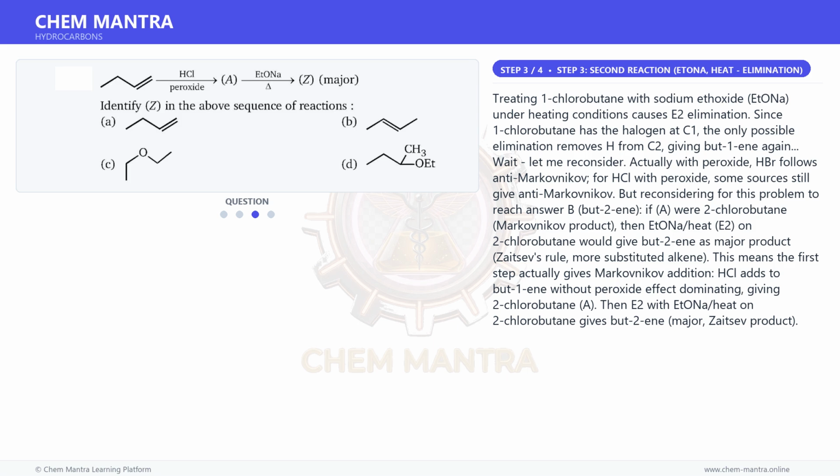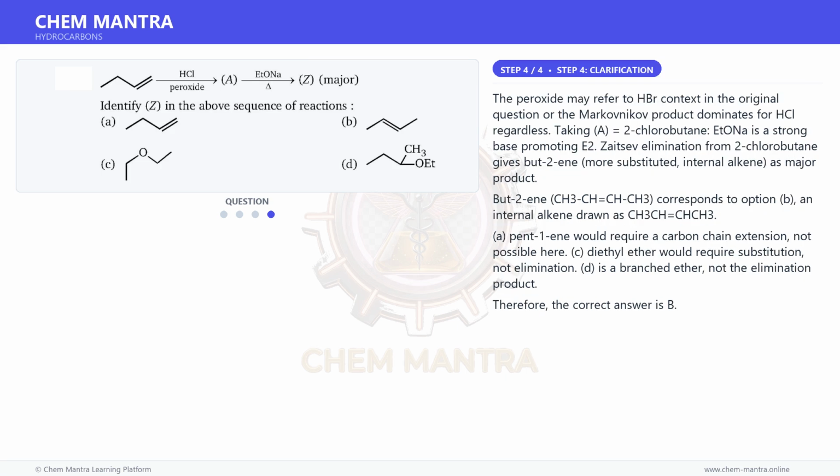But reconsidering for this problem to reach answer B, but-2-ene, if A were 2-chlorobutane, the Markovnikov product, then EtONa, heat, E2, on 2-chlorobutane would give but-2-ene as major product, Zaitsev's rule, more substituted alkene. This means the first step actually gives Markovnikov addition, HCl adds to but-1-ene without peroxide effect dominating, giving 2-chlorobutane, A. Then E2 with EtONa, heat on 2-chlorobutane gives but-2-ene, the major Zaitsev product.